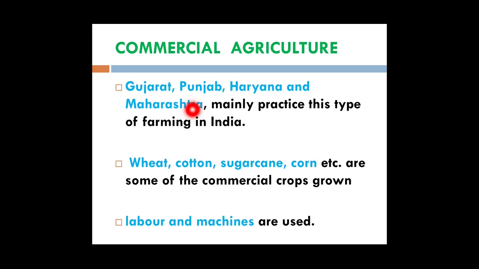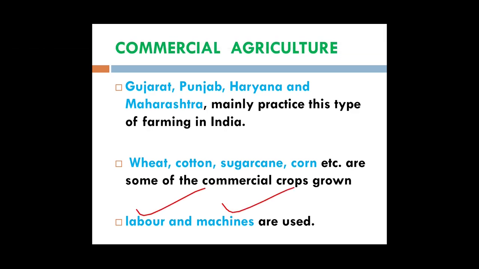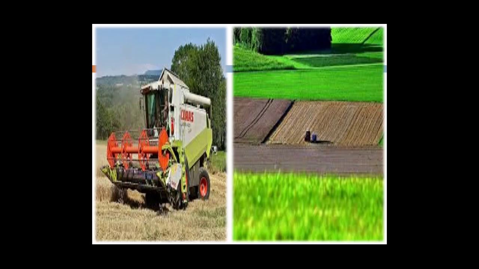Now Gujarat, Punjab, Haryana and Maharashtra in India mainly practice this type of agriculture. Main crops grown are wheat, cotton, sugarcane, corn, etc. Labor and machines, we can see the last point, are used to maximize the production, to maximize the profit. See the picture, machines are used, farms are well organized and profit oriented.